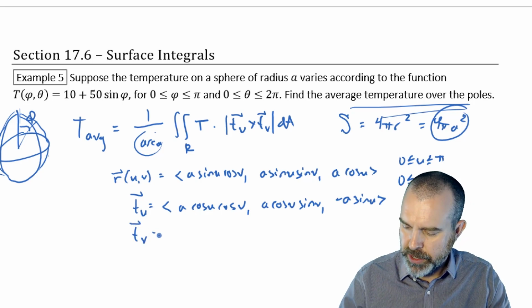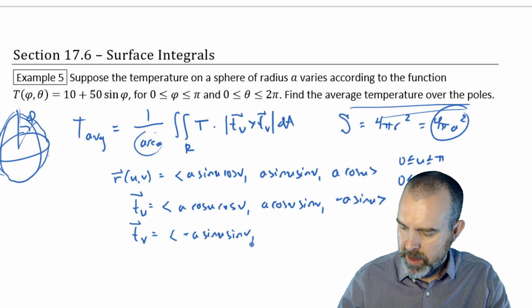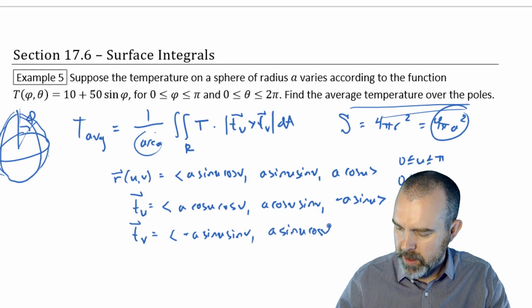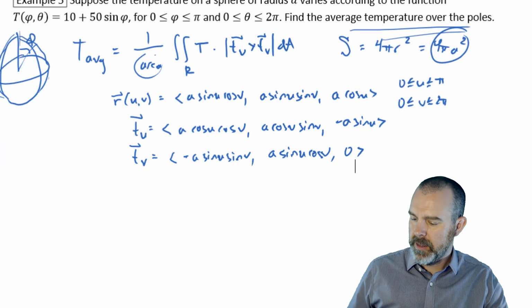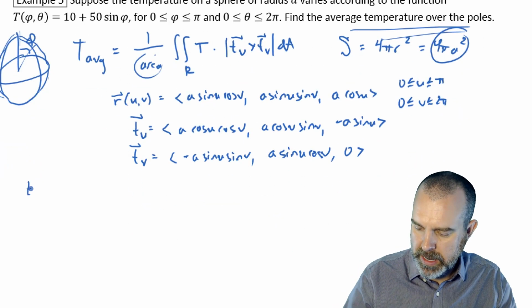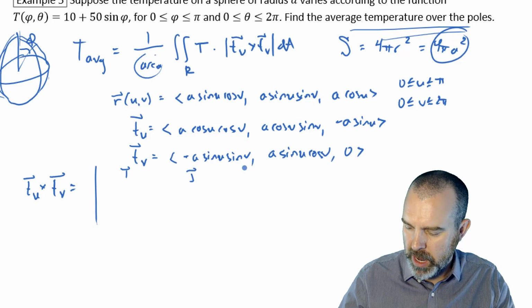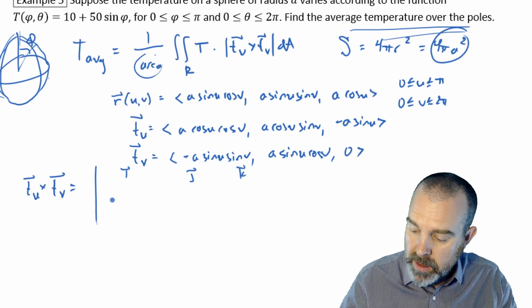Tangent in the v direction: negative a sine u sine v, a sine u cosine v, and then 0. Zeros are great. All right, now the cross product, tu cross product with tv. I'll see if I can spread them out a little bit more: i, j, k.